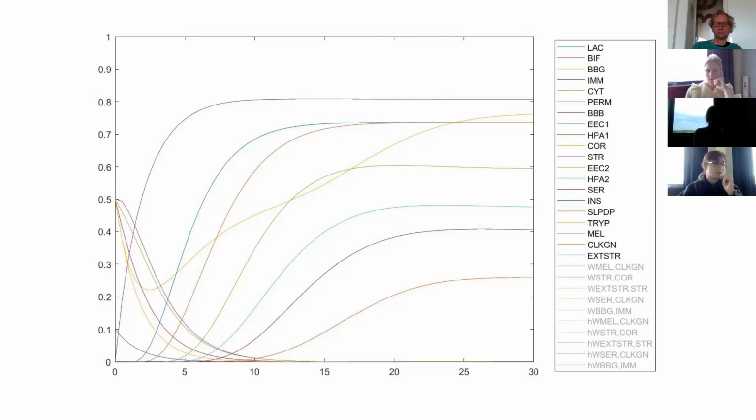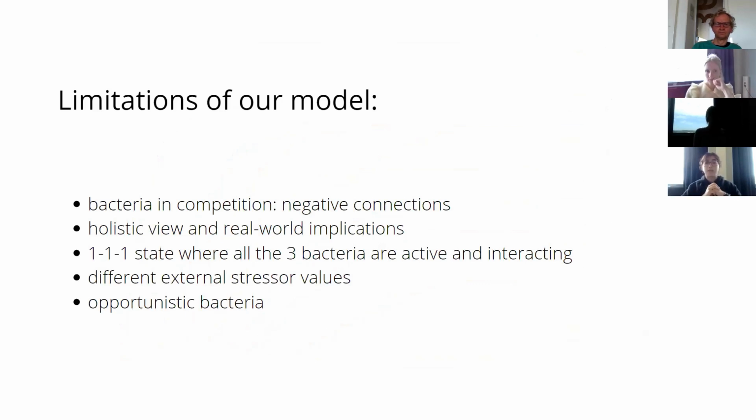Now I'll talk about the limitations of our model. So these are basically some extra ideas that we had that could result in an extended model, but we actually did not have enough time to implement all of them. So the first one would be the bacteria in competition. So we have negative connections between the bad and good bacteria, which then interact with each other and affect the state of mood, sleep, and other mental states in our body.